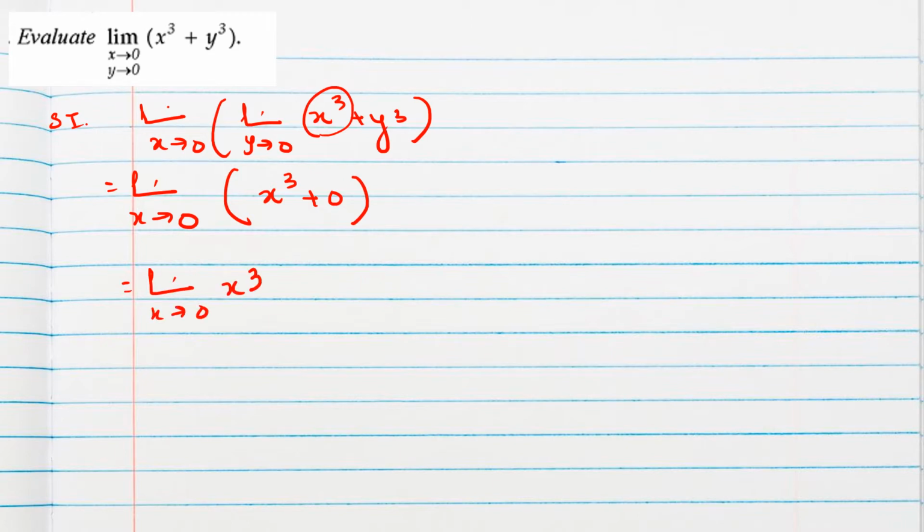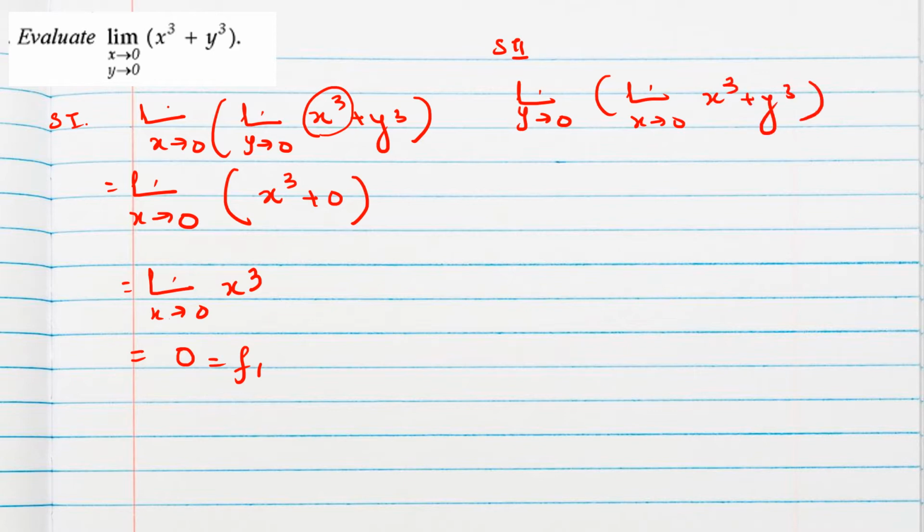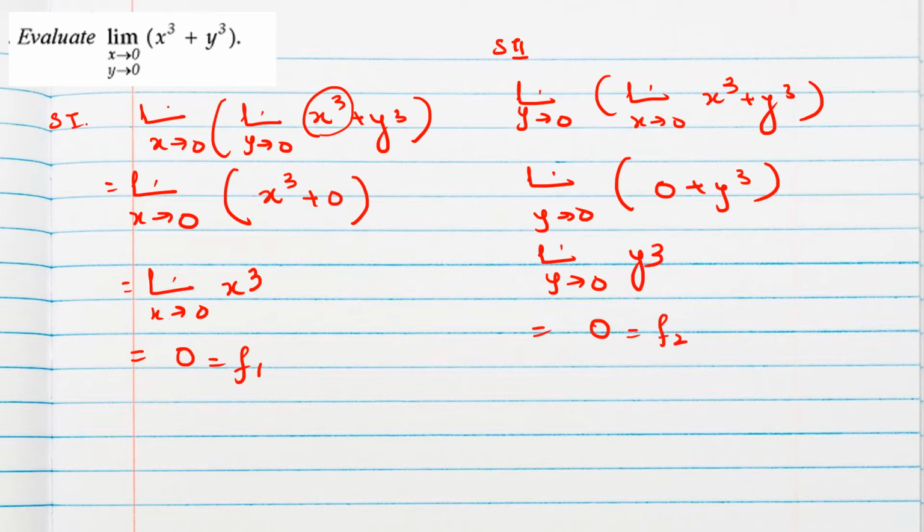And then we will apply the limit x tends to 0, meaning x value 0. Let it be f1. Step 2, keeping y constant, we will apply the limit x tends to 0 first. So 0 plus y cube. So as the limit y tends to 0, we will get y cube. And again, if we apply the limit y tends to 0, we will get 0. Let it be f2. f1 and f2 are equal.